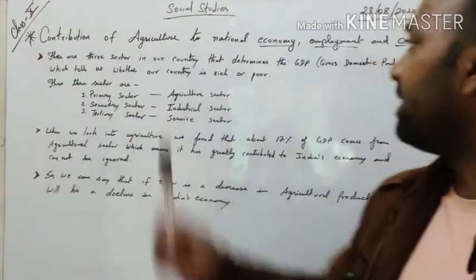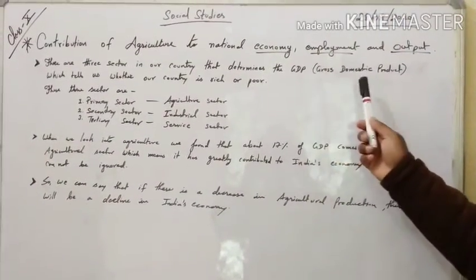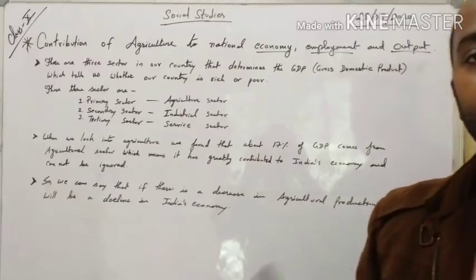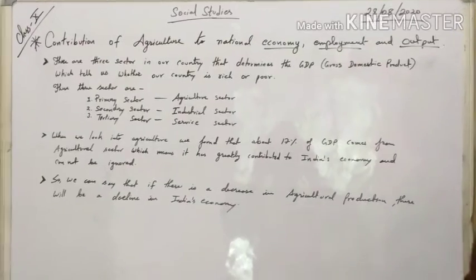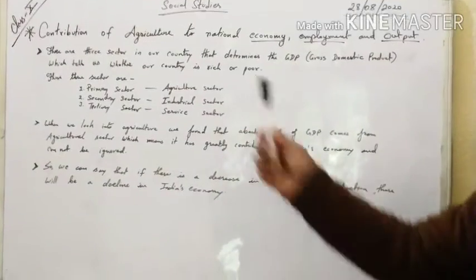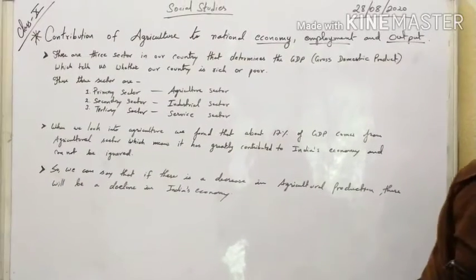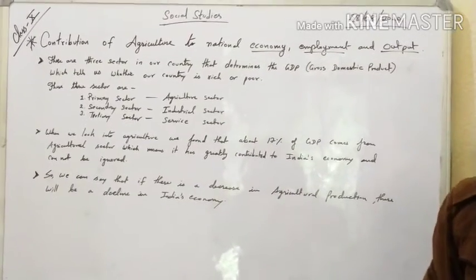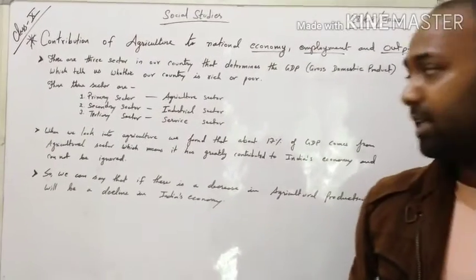Okay. There are three sectors in our country that determine the GDP. What is GDP? GDP means gross domestic product, and this is something that tells us whether our country is rich or poor. The three sectors are: the first one is the primary sector, which is related to agricultural activities. Another one is the secondary sector, which is related to industrial activity, and the third one is the tertiary sector, which is related to services towards these activities. So these are the three important sectors that determine the GDP of our country.